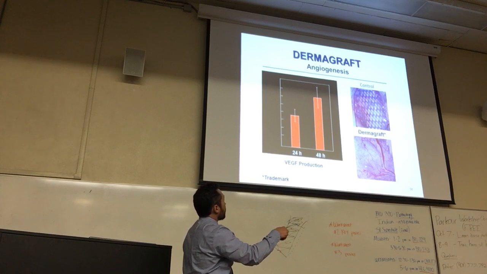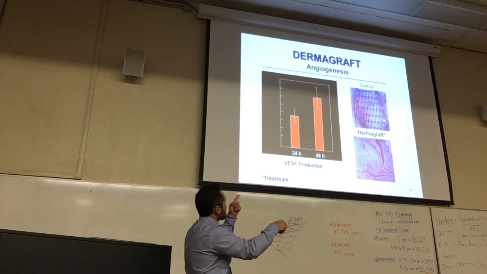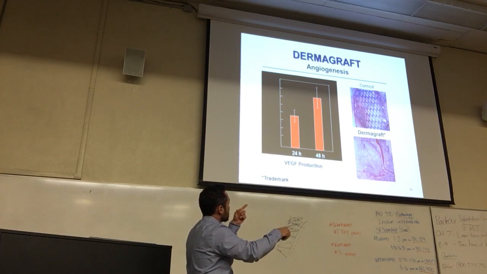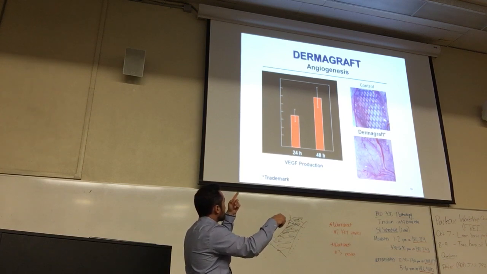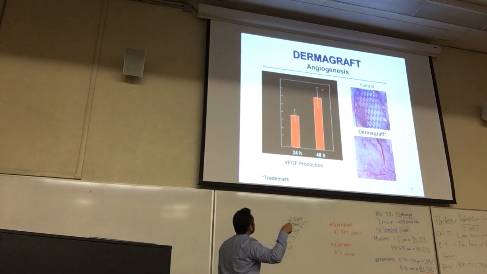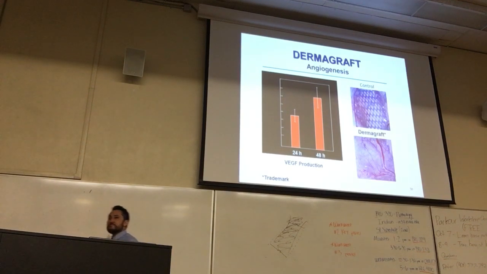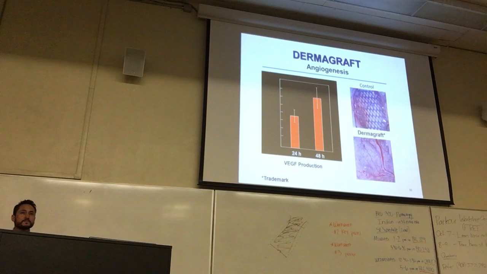And this is the control mesh with no cells on it. And we didn't see the angiogenesis that we saw in Dermagraft with control. VEGF, vascular endothelial growth factor, the production almost doubles after 2 days. And so this was our mechanism of action in this commercial product.